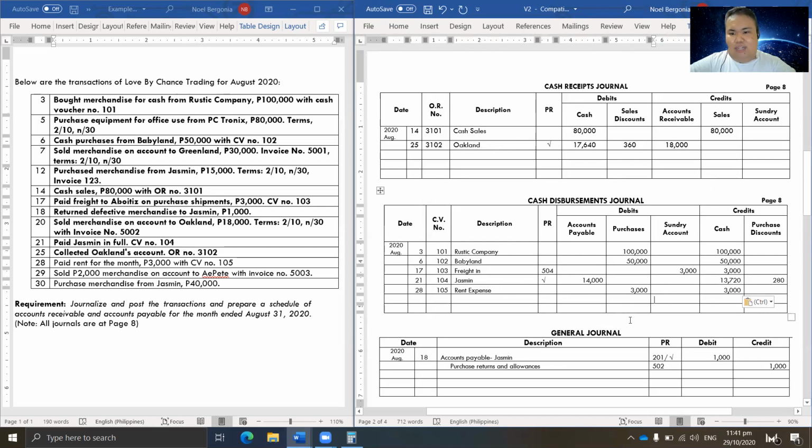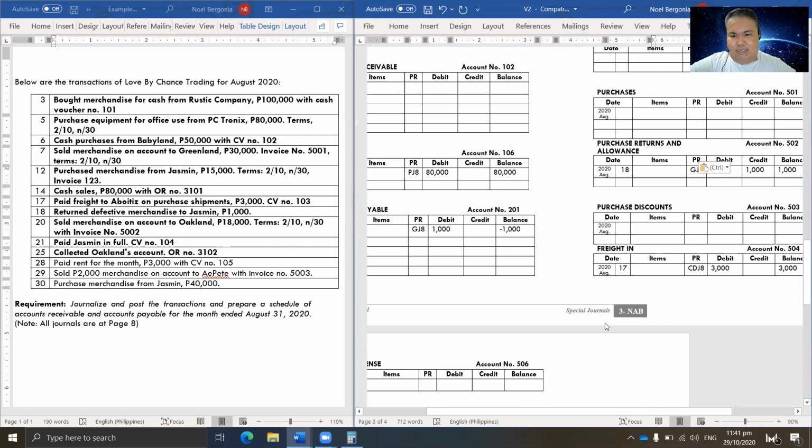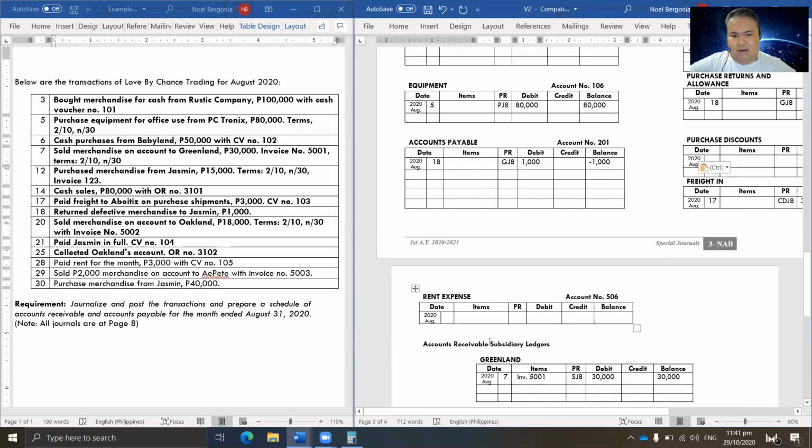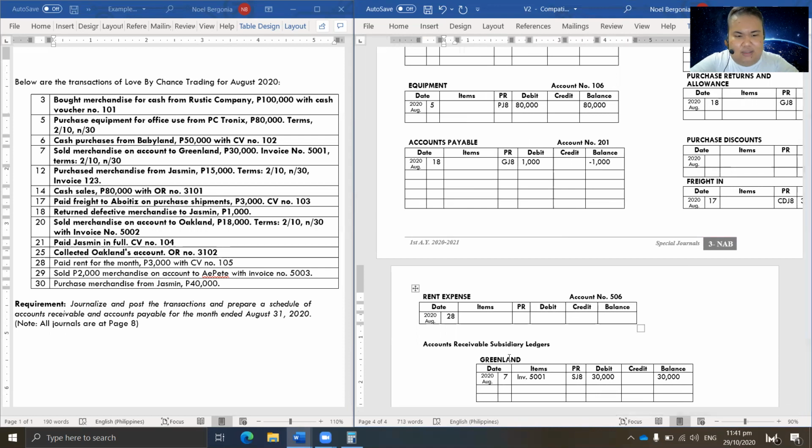Dahil merong naapektuhan, hindi sa purchases, sa sundry dapat, di ba? Then we need to post it immediately sa rent expense. So, let's look for the general ledger of rent expense. So we have on 28. Anong PR natin? Cash Disbursements Journal, number 8. Nag-credit ng cash, pero yung rent expense natin ay naka-debit. Very good. 3,000. So the balance of our rent expense is 3,000.